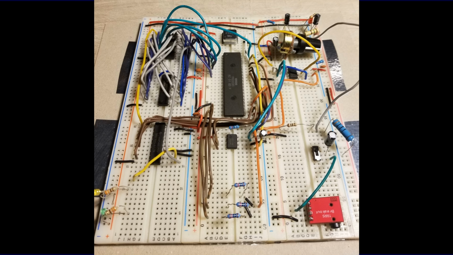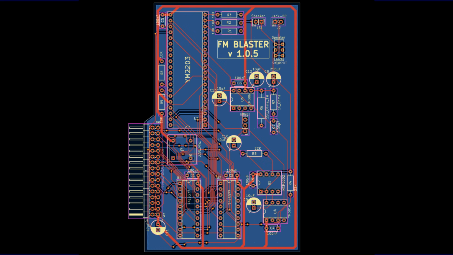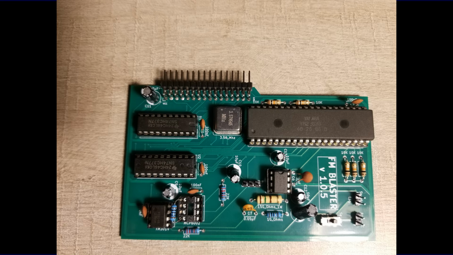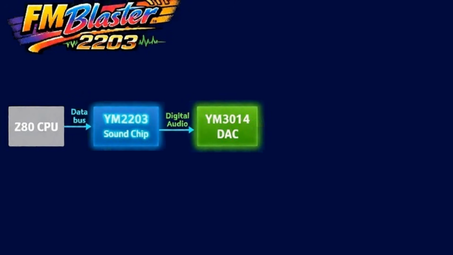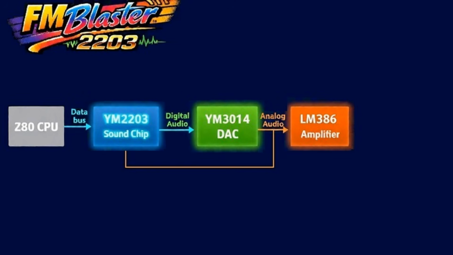After testing everything on a breadboard, I designed a dedicated PCB to properly integrate the chip into my computer. The FM output of the YM2203 is digital and requires an external digital to analog converter. For this, I use a YM3014. Then, to amplify the signal, I added an LM386 audio amplifier.